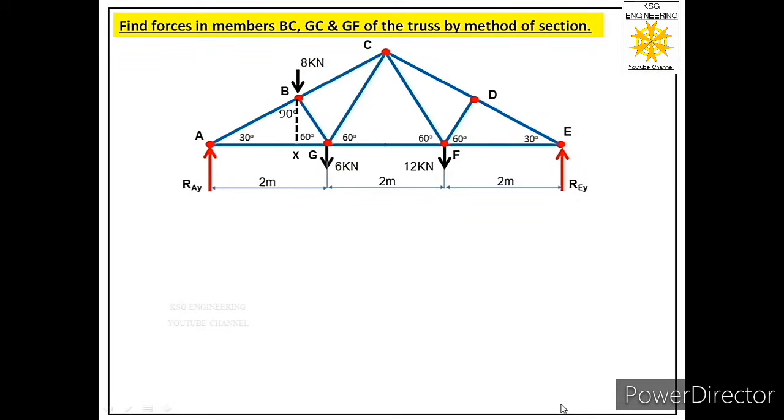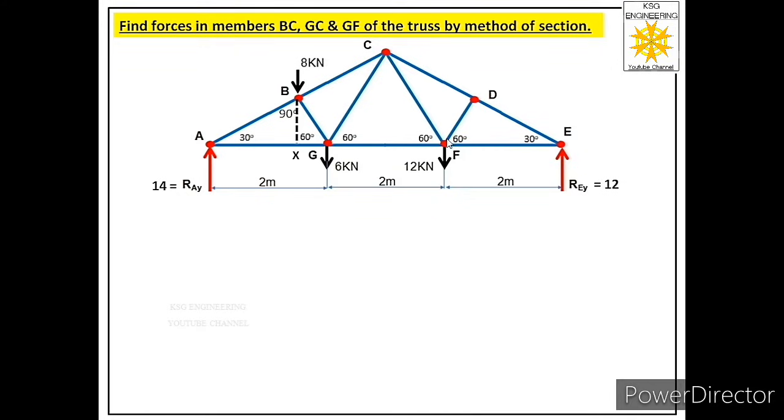Now in the next step, we will label the reactions calculated by us. So we have calculated REY as 12 kilonewton and RAY as 14 kilonewton. Now we'll find the forces in members BC, GC and GF of this truss. So let us see where are these three members. Member BC is over here. This is member GC and this is member GF.